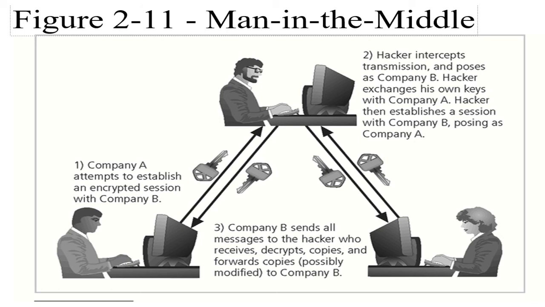With the man in the middle attack, as shown on the screen, Company A attempts to establish an encrypted session with Company B. A hacker simply intercepts the transmission and poses as Company B. The hacker exchanges his own keys with Company A, and then establishes a session with Company B, posing as Company A. So Company B sends all the messages to the hacker, who receives, decrypts, copies, and forwards copies, possibly modified, to Company B. Basically, this is how the man in the middle attack is performed.